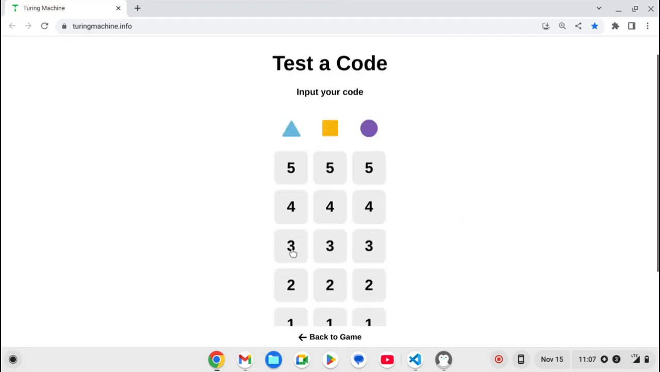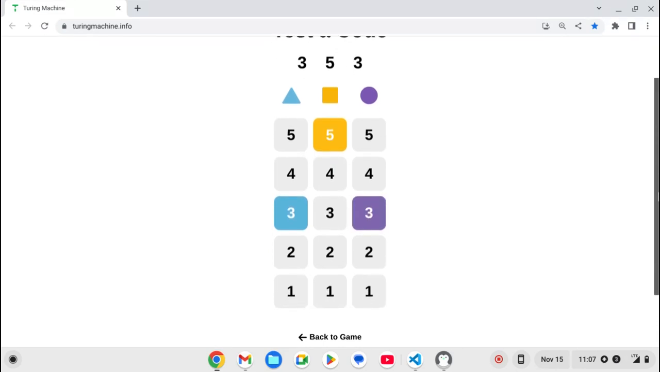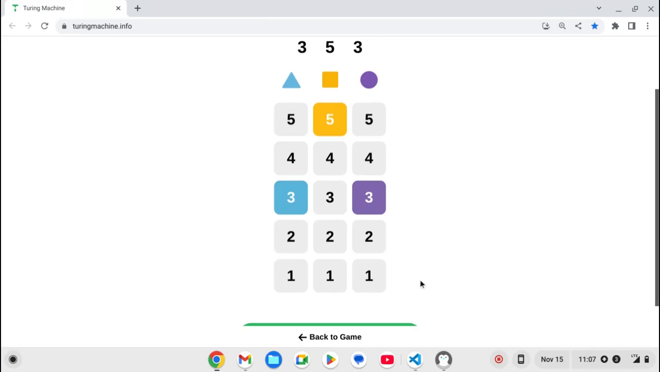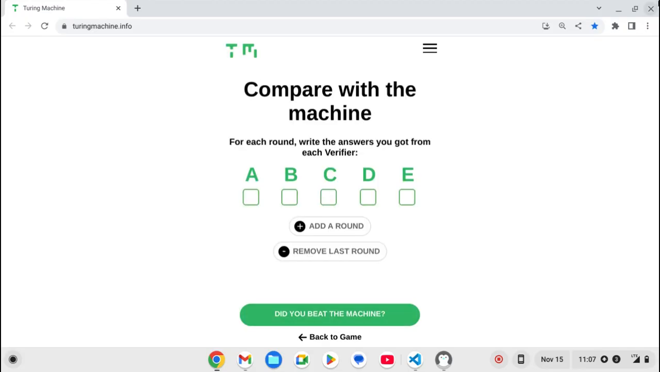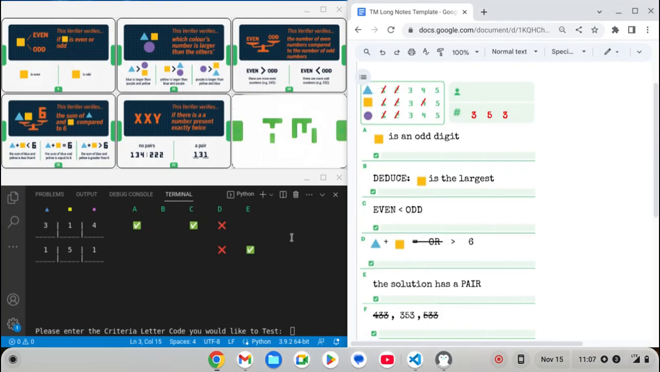353. 353. Yeah. Square is the largest. Wow, fantastic. Well, how did we do versus a Turing machine?